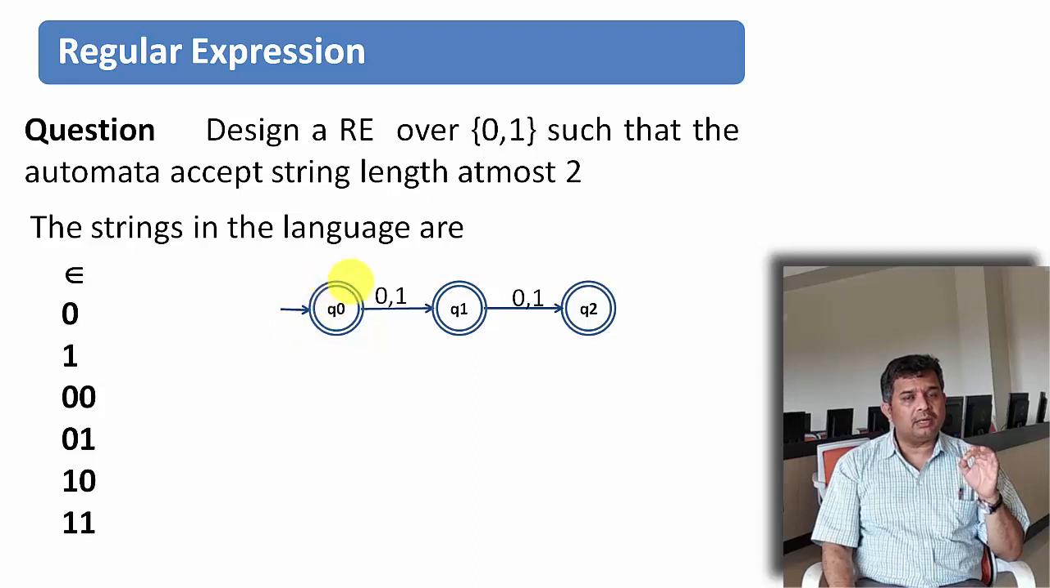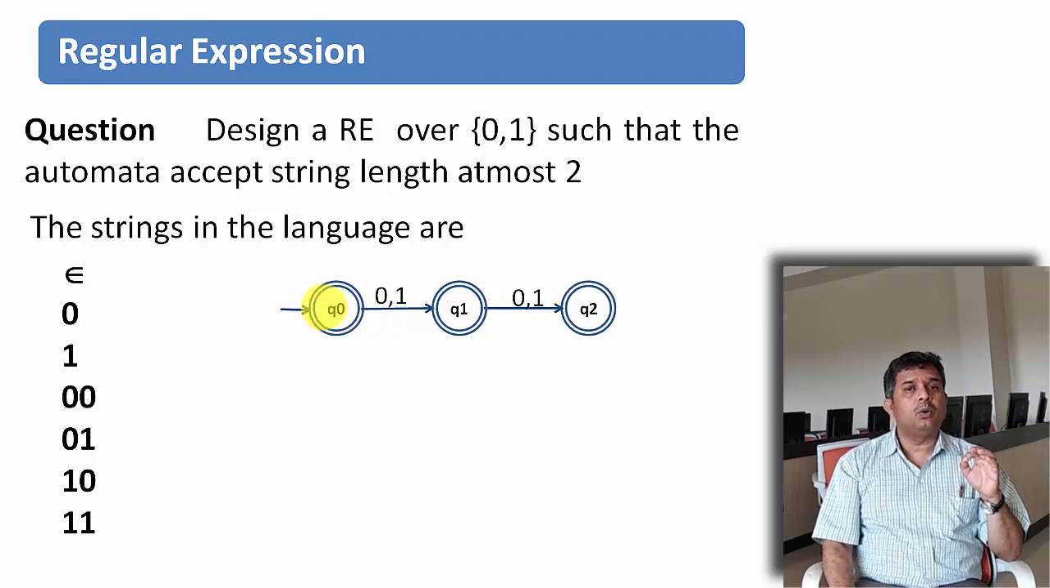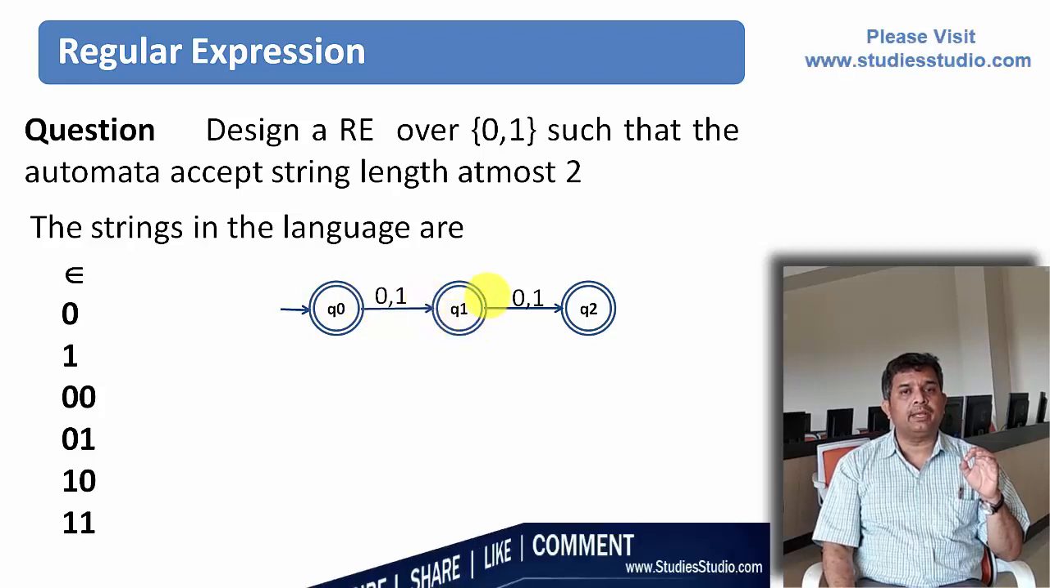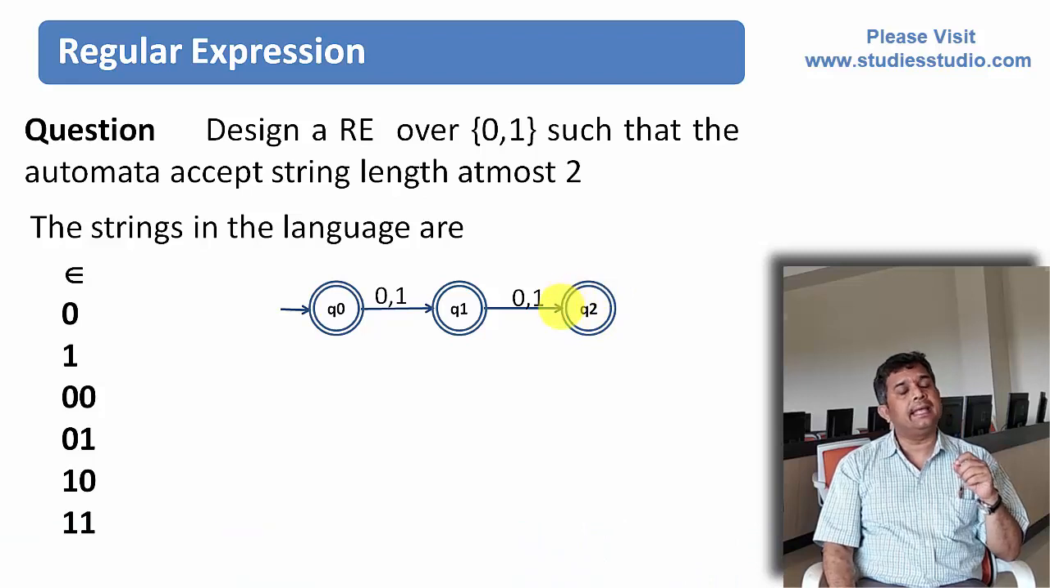So Q0 is the initial state as well as a final state. Q1 is also a final state. And Q2 is also a final state. It means with 0 input also, it is supposed to be accepted. With 1 input also, it is supposed to be accepted. And with a second input also, it is supposed to be accepted.